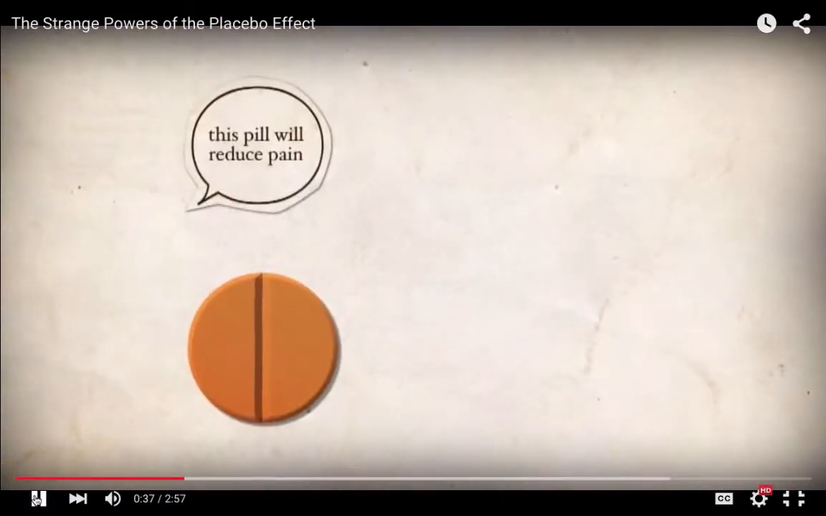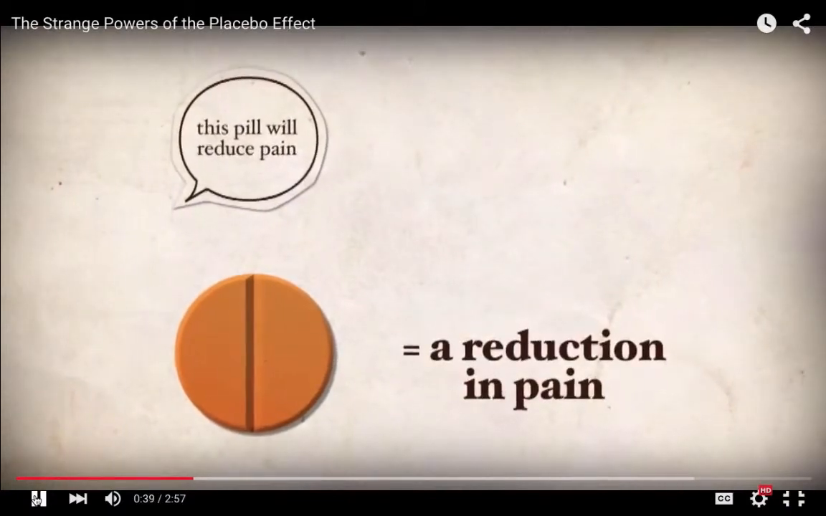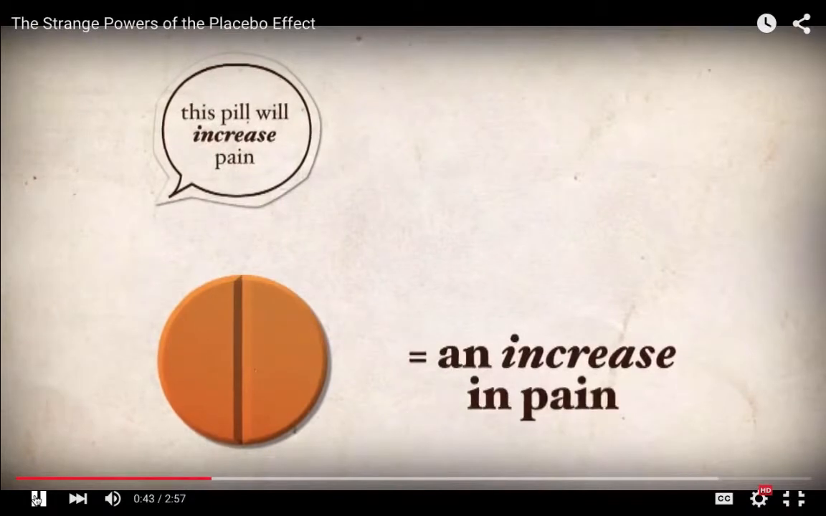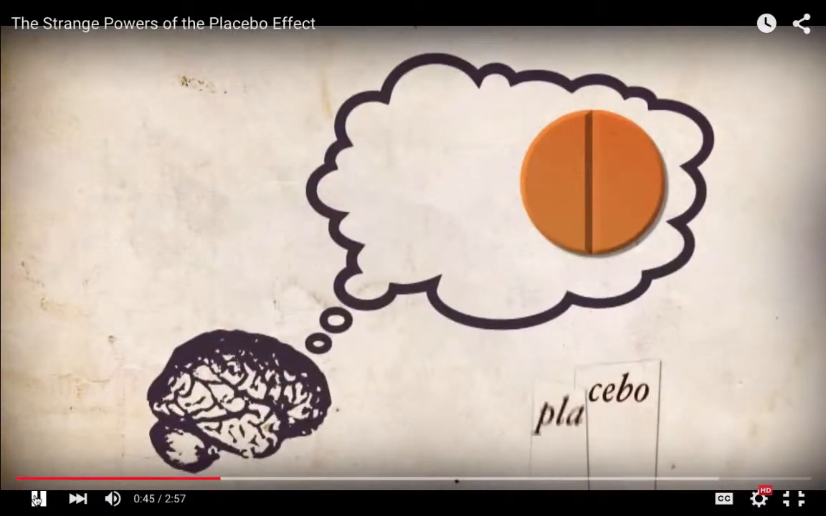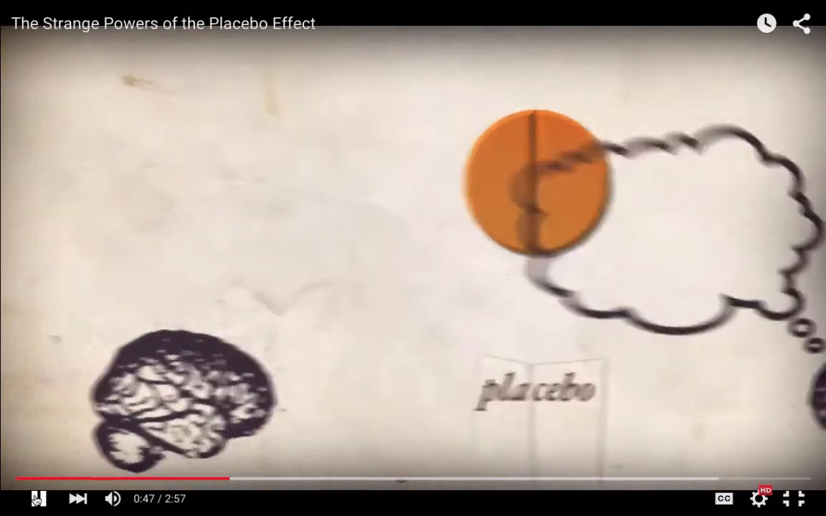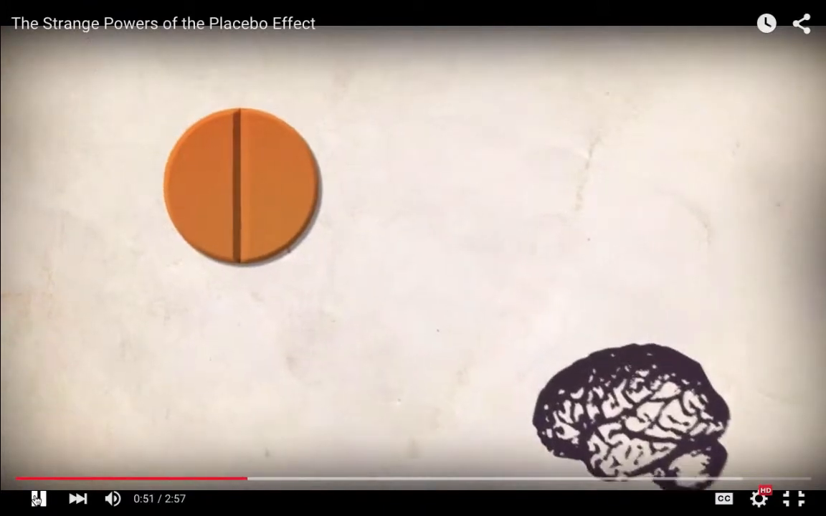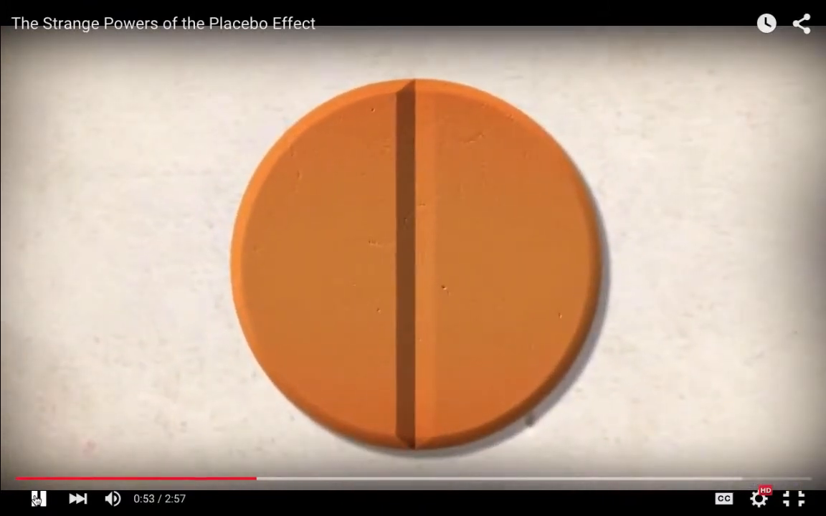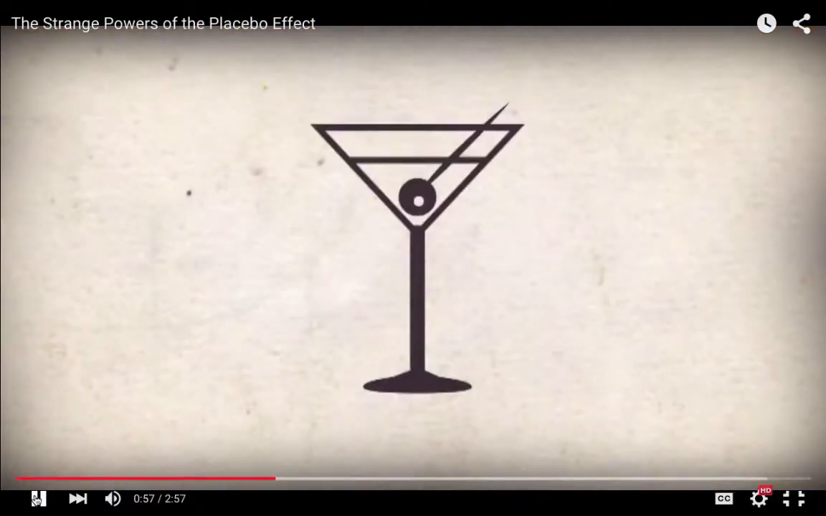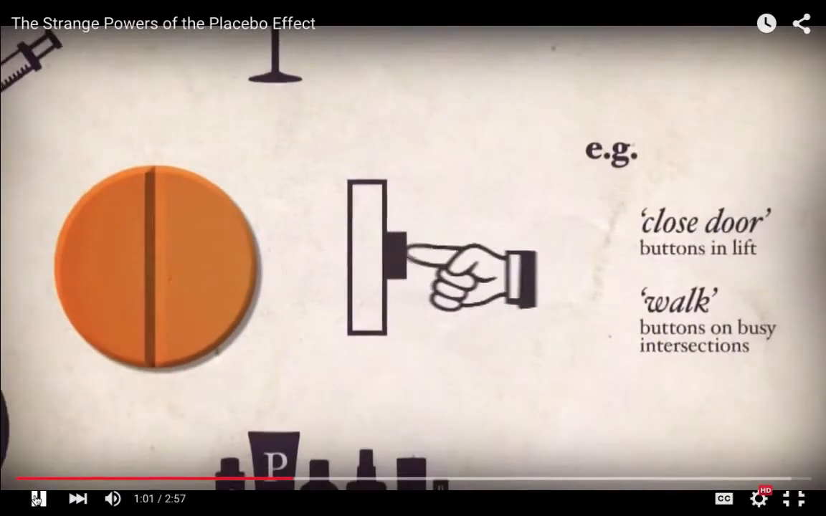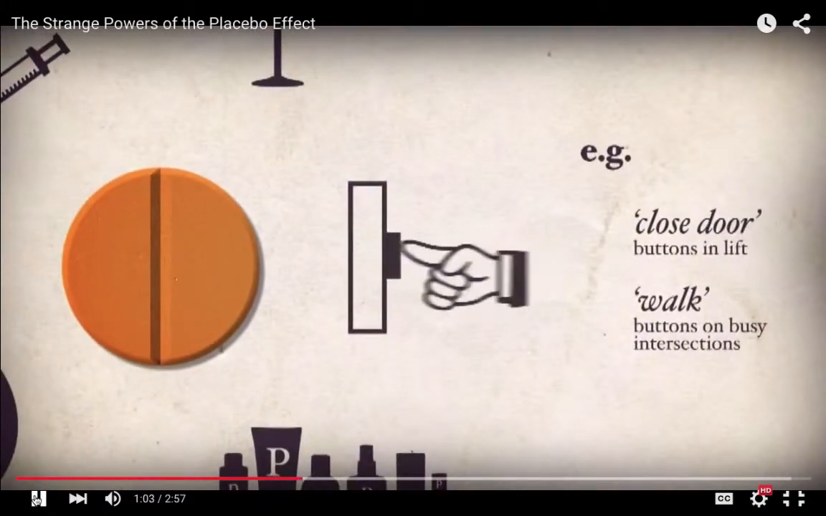Saying a placebo will reduce pain reduces pain, but saying that the same placebo will increase pain increases pain. Believing that a placebo will make you feel better will make you feel better. Believing that it won't has the opposite effect. Now, placebos aren't just pills. They can be creams, injections, surgeries, or drinks. You can even get placebo buttons. They don't actually do anything, but they sure as hell make you feel like you're in control.